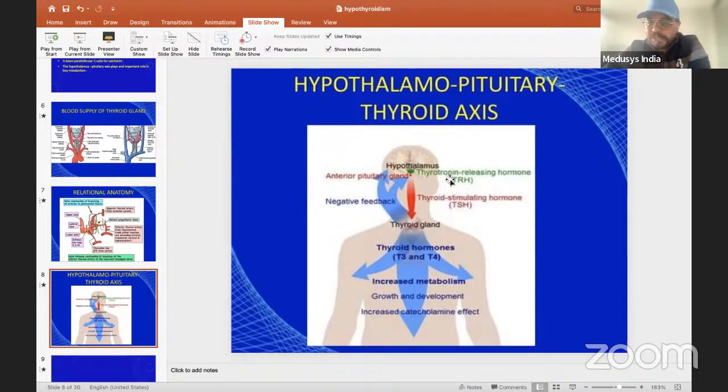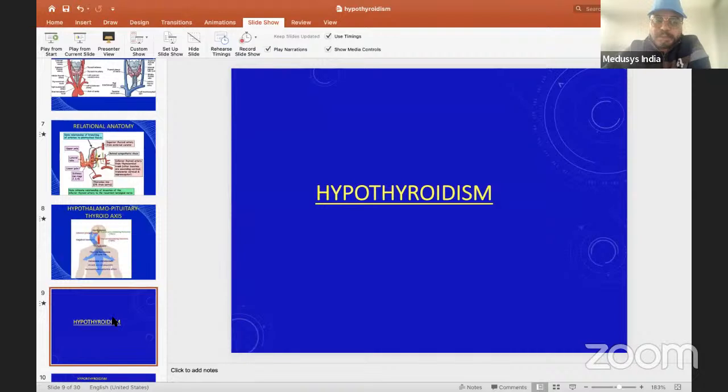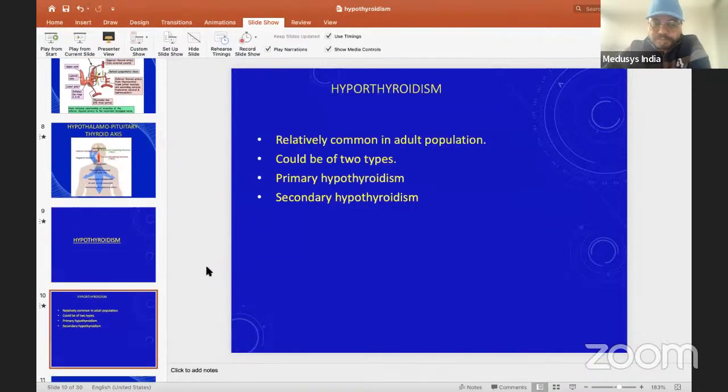Everybody knows the hypothalamus releases thyrotropin releasing hormone, which instructs the anterior pituitary gland to secrete thyroid stimulating hormone, which further causes the thyroid gland to increase the T3 and T4 hormones. T4 is thyroxine and T3 is triiodothyronine. The main actions are increased metabolism, growth and development, and increased catecholamine effect. The thyroid hormones exert a negative feedback effect on the anterior pituitary gland, which exerts a negative feedback on the hypothalamus itself.